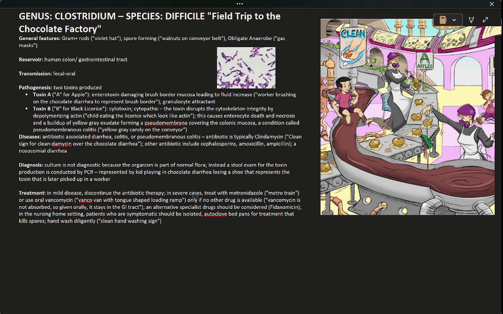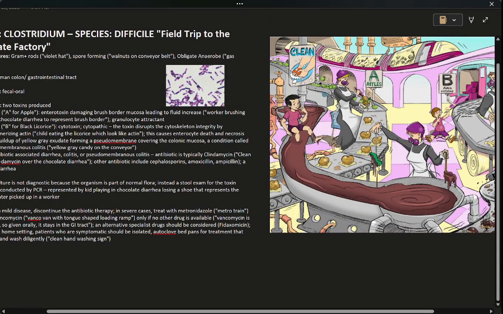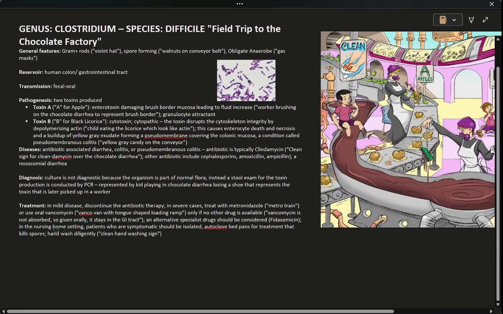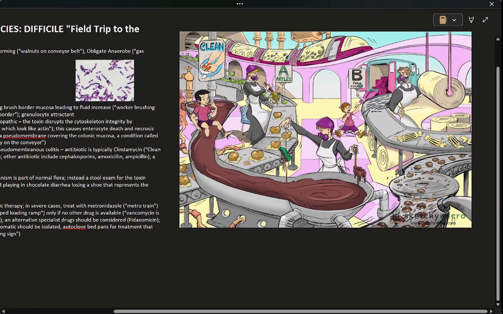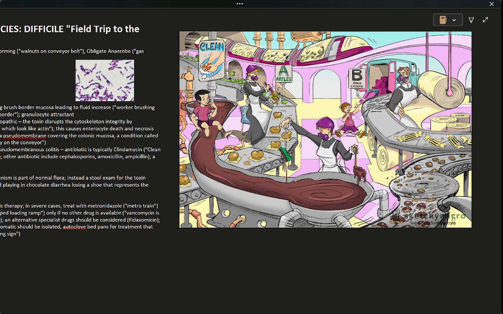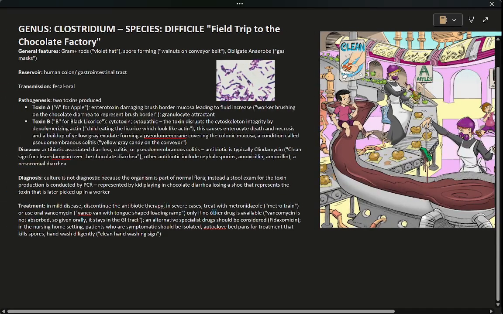In severe cases, treat with metronidazole. So once again, think of the metro train over here. Or you can use oral vancomycin. So let's look for that vancomycin with the tongue-shaped loading ramp. Once again, we have the vancomycin over here. Take a look at this loading ramp. It is tongue-shaped, so you can remember that and think about the oral vancomycin as another plausible treatment.